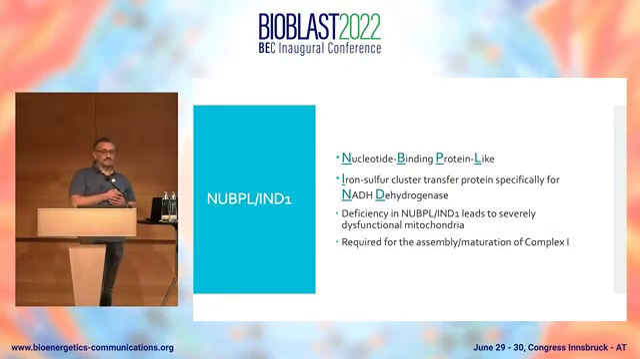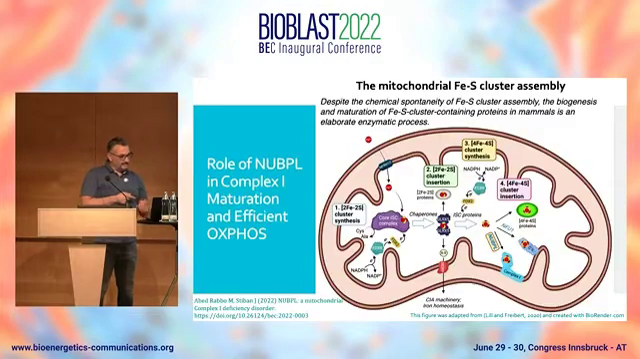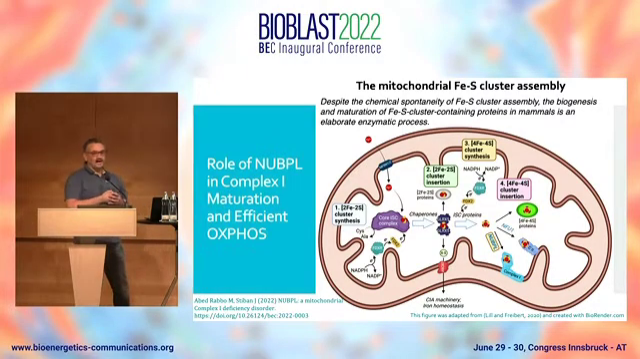In 2009, it was discovered that deficiency in this protein leads to severely dysfunctional mitochondria, and therefore it was absolutely required for the assembly and maturation of complex 1. Yesterday, very nicely, Nick Lane explained to us that iron sulfur clusters can originate spontaneously. However, in mammals, there are other types of enzymatic reactions that are necessary for the incorporation of iron sulfur clusters: the mitochondrial iron sulfur cluster system and the cytosolic iron sulfur cluster system.